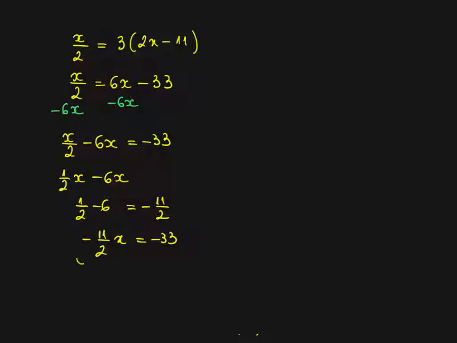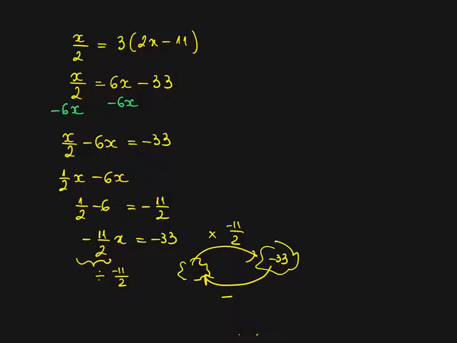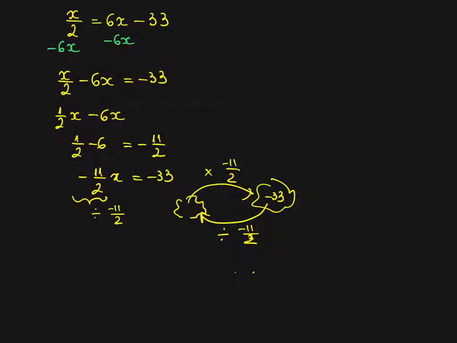Same as in the previous model, I need to divide by minus 11 over 2 to be left with x. Imagine that x is something that if you times by minus 11 over 2, you end up with minus 33. So to go back and find x, you need to divide by minus 11 over 2. Therefore, your x will be minus 33 divided by minus 11 over 2. Again, you can do this with your calculator.